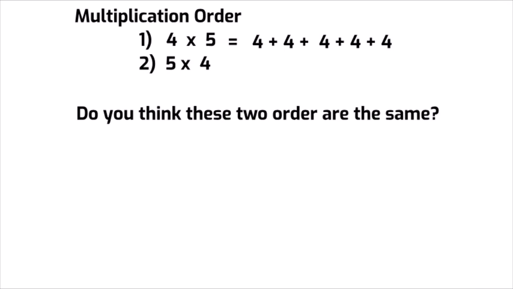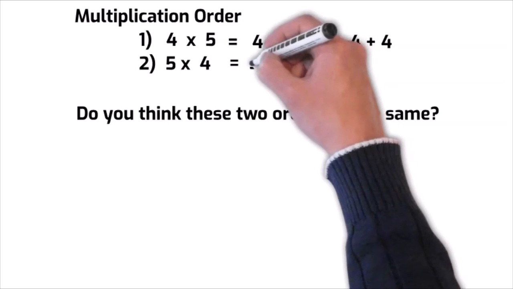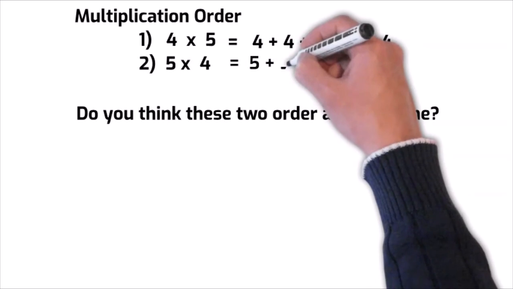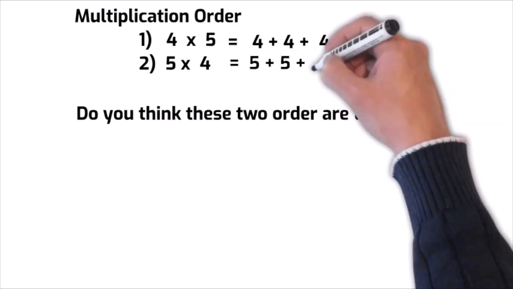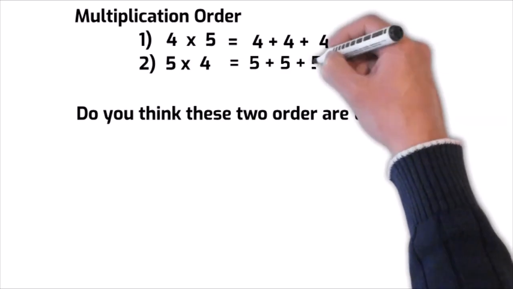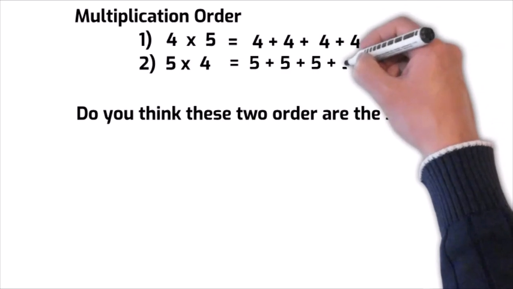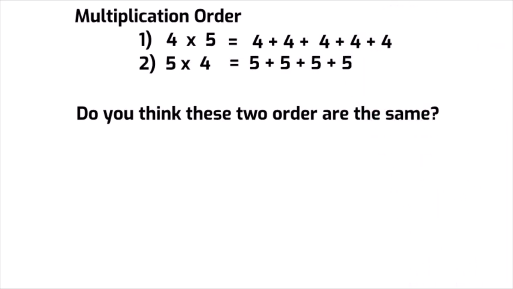Next, the second order, 5 times 4. Let's count 5 into 4 places. 5 plus 5 plus 5 plus 5. This is 5 into 4 places.